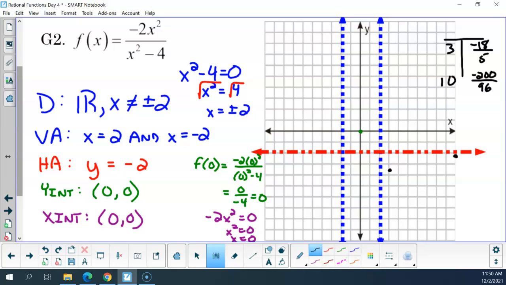Where's the first one going? Right there. Positive 3, comma, negative 18/5. So there's that side of the graph. Then we've got insides. Negative 1 and positive 1. 1 squared is 1 times -2 is negative 2. 1 squared is 1 minus 4 is negative 3. Both of those end up being 2/3.